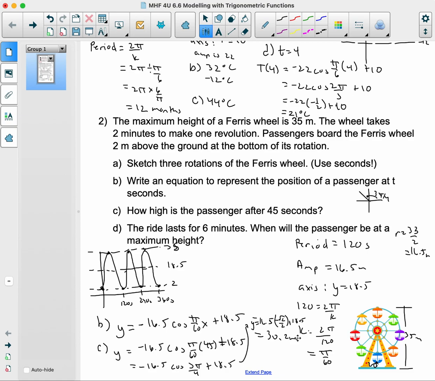And then part D says the ride lasts for 6 minutes, and then when will the passenger be at maximum height? Okay, so if this is 120 seconds, they're at maximum height at 60 seconds. 180, right? So they're every minute, basically, or every other minute, they're hitting that height. So there's 120 seconds in between. So this would be at 300 seconds and so on. Okay, you would just have to add a period 3 more times. So you're going to add 120 3 more times to get there. Okay, that is how that works for you.